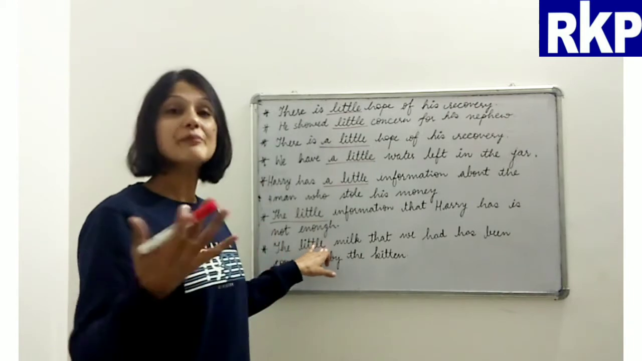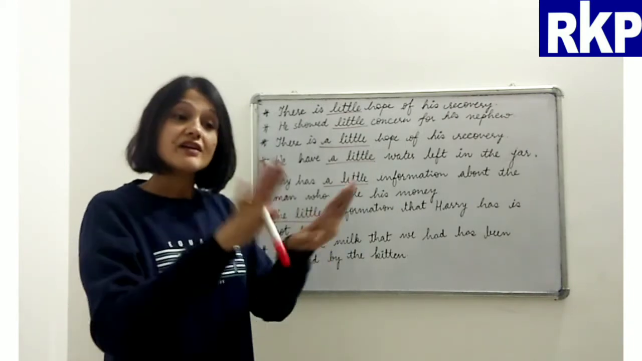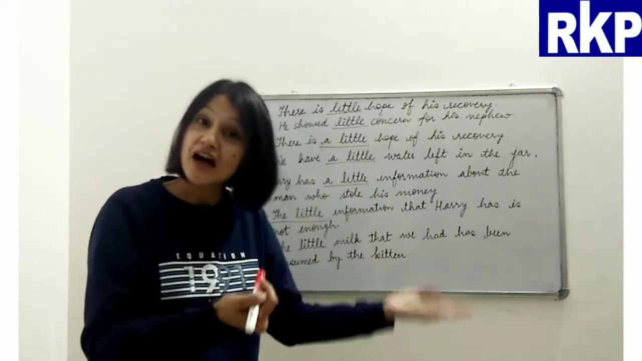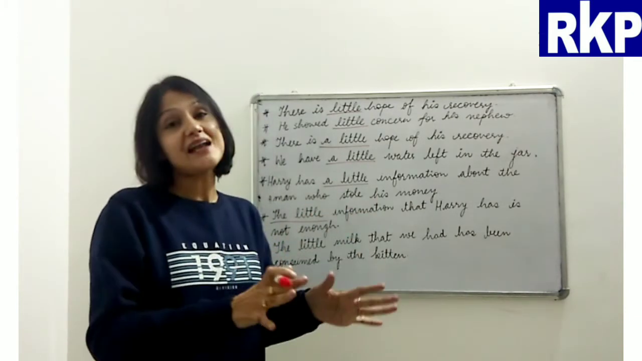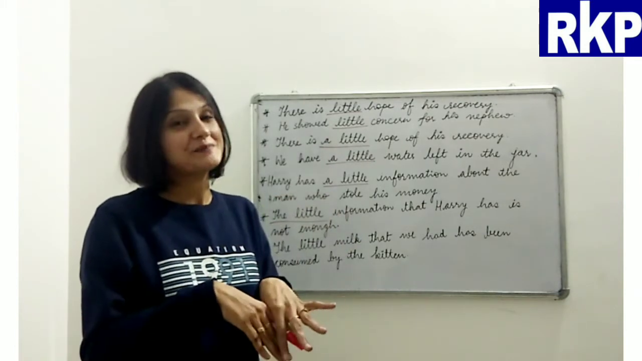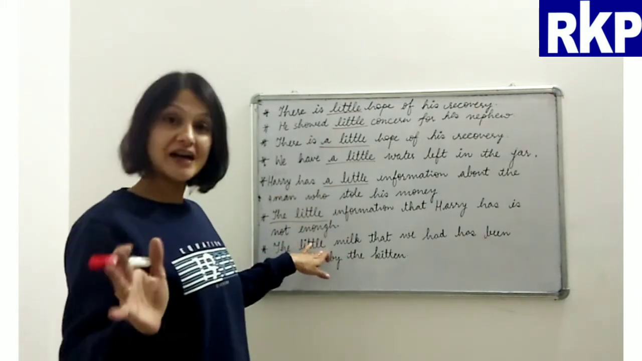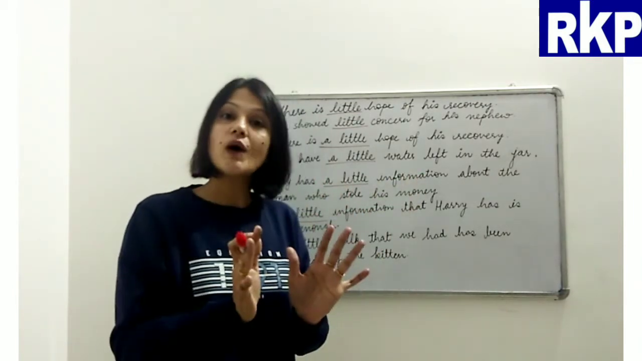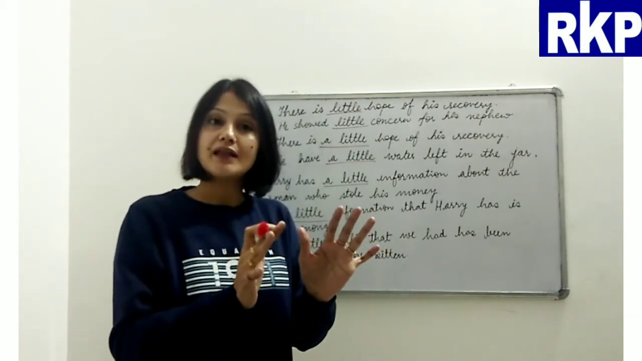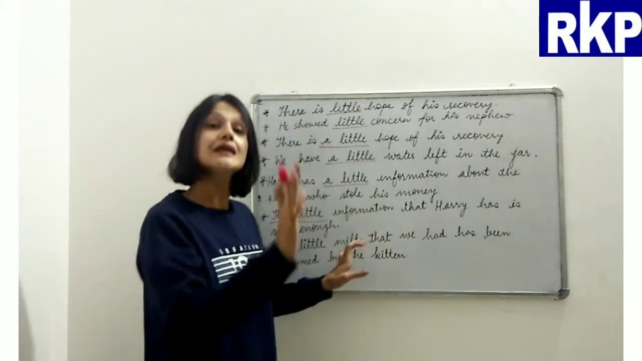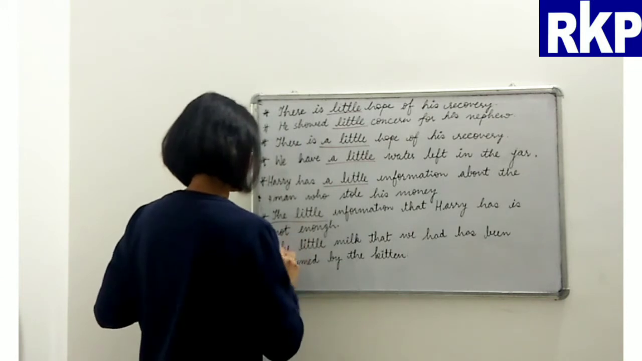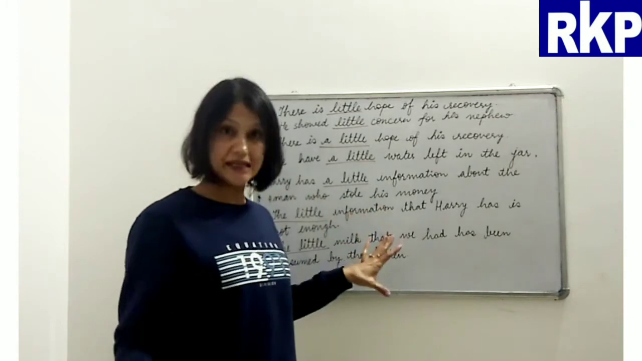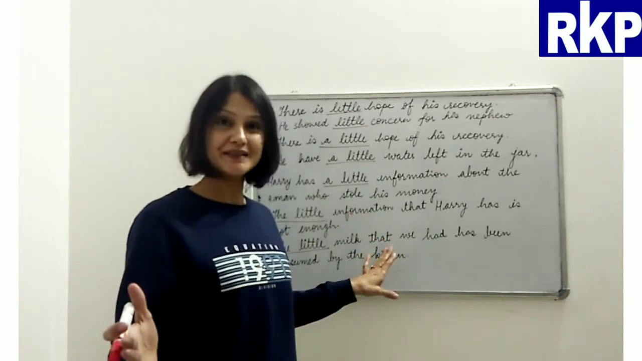Now the problem is whatever quantity of milk she had in her house, that has been consumed by the kitten. Okay, now I hope you have understood. The little milk means whatever quantity of milk was available, that is the little milk, right? So I hope you have understood the use of little, a little and the little.